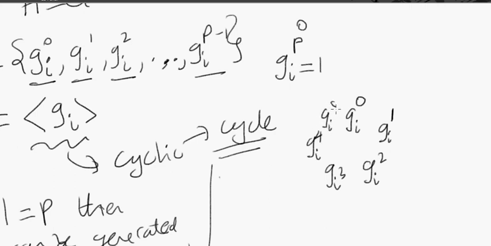Alright, so let's think about that. g_i to the 0 will just give us whatever g_i to the 0 is. In this case, it's the identity, isn't it? Then g_i to the 1 will give us some different element. g_i to the 2 would give us some different element. g_i to the 3 would give us a different element. g_i to the 4 would give us a different element. g_i to the 5 will give us a different element. What about g_i to the 6?